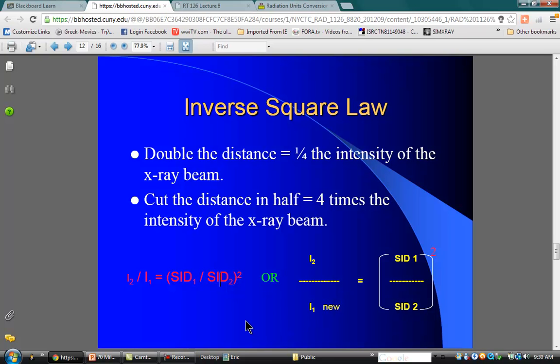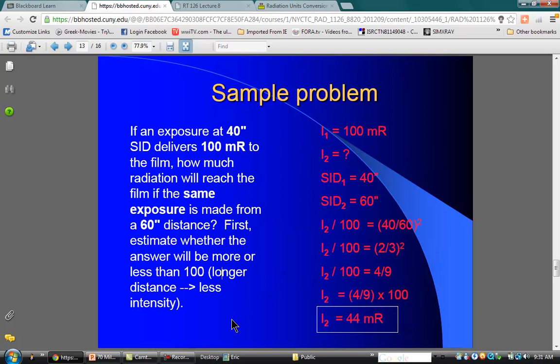So for some of this PowerPoint, you'll notice that I didn't write this out in this kind of format here. Instead, it looks a little bit like this. I2 divided by I1, which is the same as this part, is equal to SID1 divided by SID2, the second distance, squared. So here's an example. This is not quite how I would do it on the board, but math is the same whichever way you do it, as long as you come up with the correct answer.